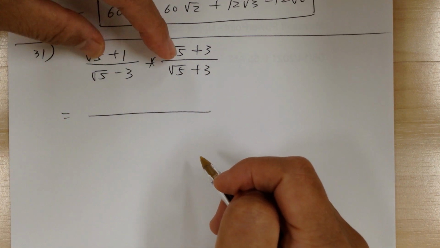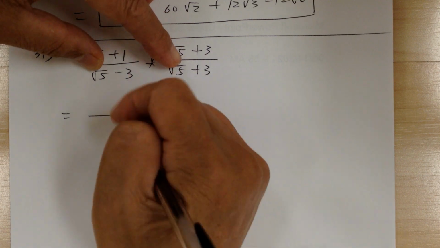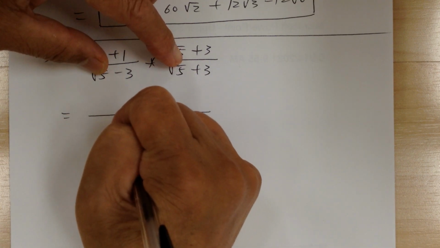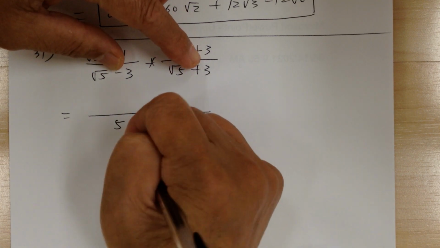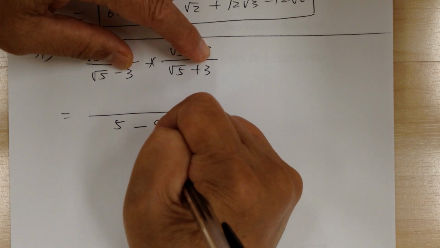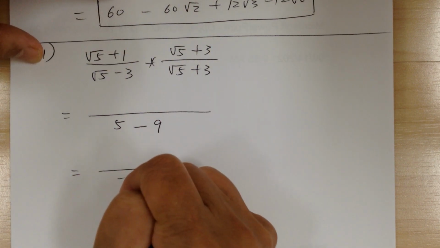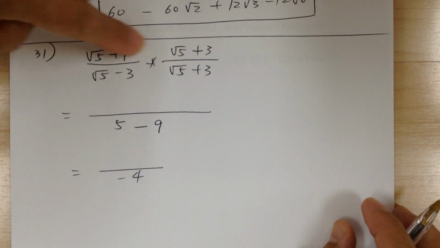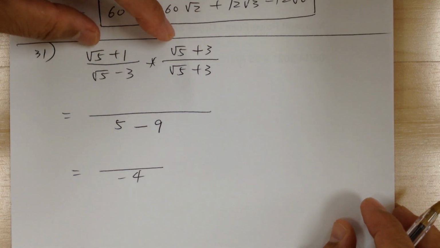Okay, so again, let's go and do the bottom first. Square root of 5 times square root of 5, 2 radicands make an integer, 5. Minus times plus is minus. 3 times 3 is 9. And so this will equal negative 4. And there's no negative 4 on the top to cancel, so that's going to multiply on the top.